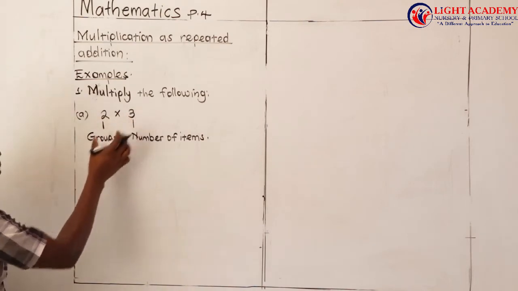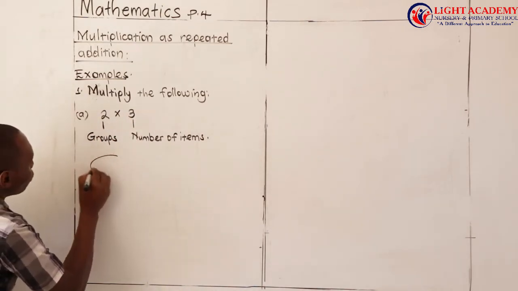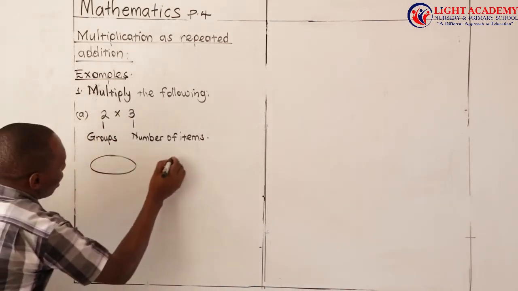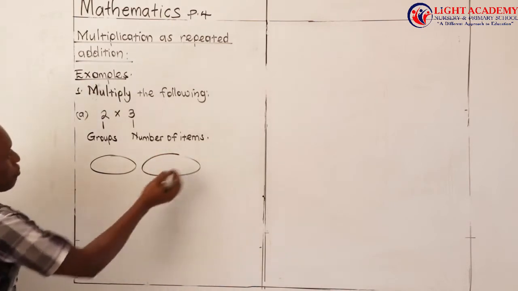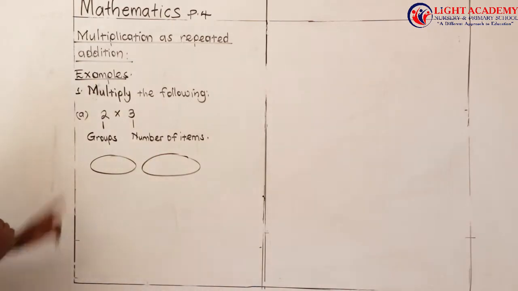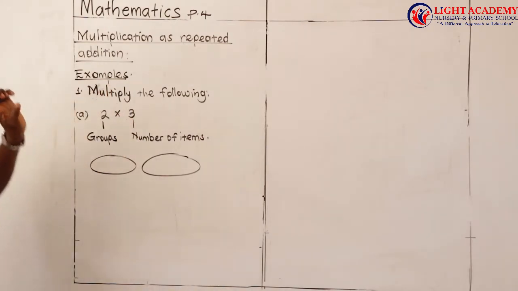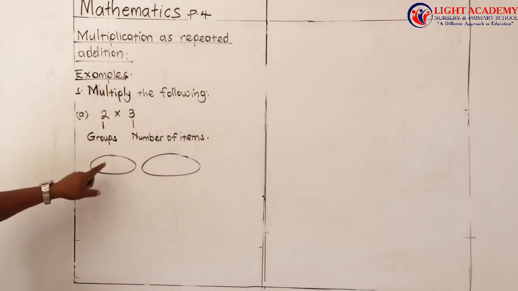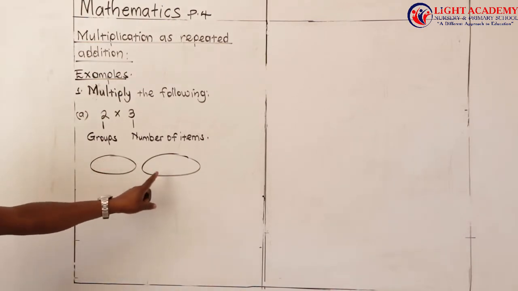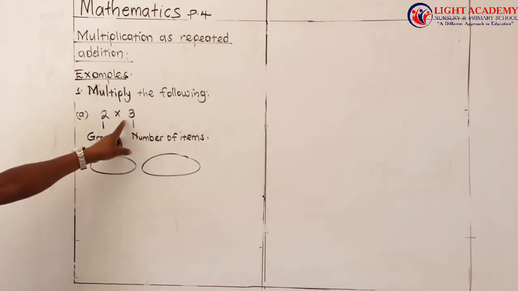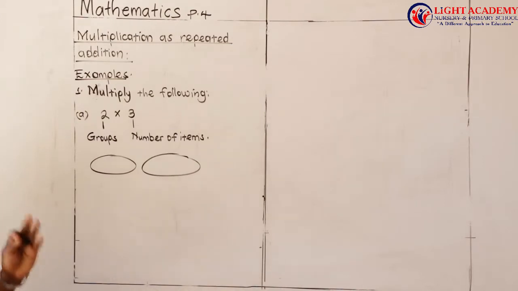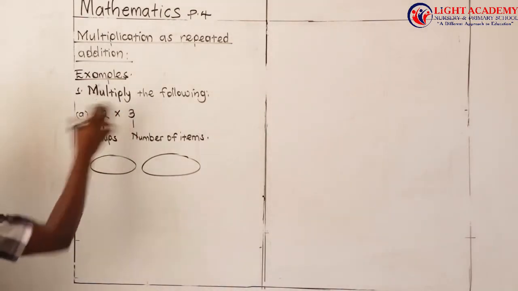So in this context, we are having 2 groups. Assuming these are 2 groups, they have used these 2 circles for 2 groups. But in each of the groups, I must put 3 items. I'm going to use the sticks. I've drawn up 2 groups here, there are 2 circles. But in each group, I'm going to represent 3 sticks because this is what is meant by that.